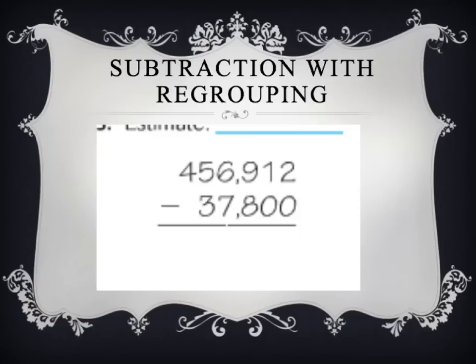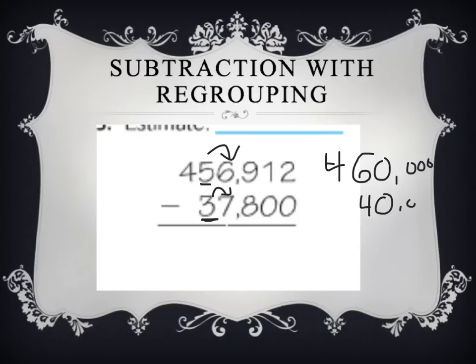So for this one, I'm going to estimate to the nearest 10,000, since this number here is 10,000. So we have 400. It's going to be either 5 or 6. What do you guys think? So it's going to be 460,000. And then here it's going to be either 3 or 4. So we go to the neighbor. It's going to be 4. So it would be 40,000.